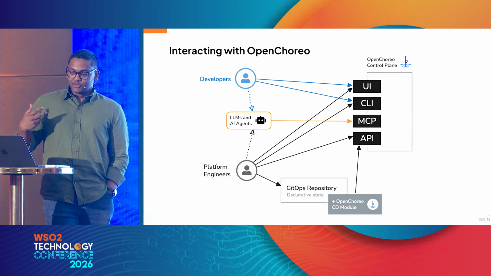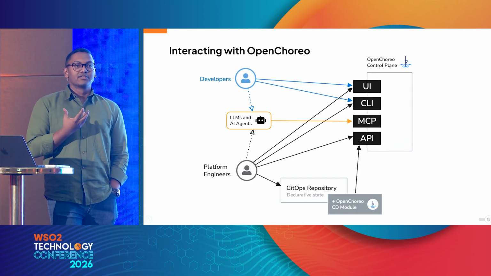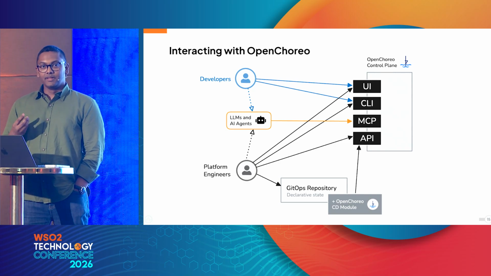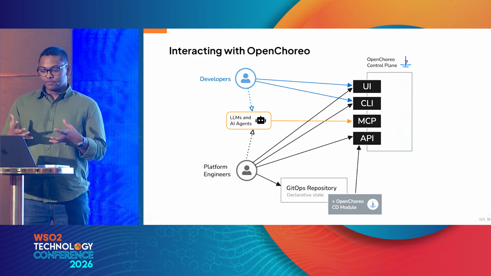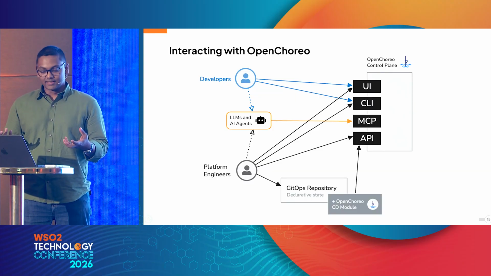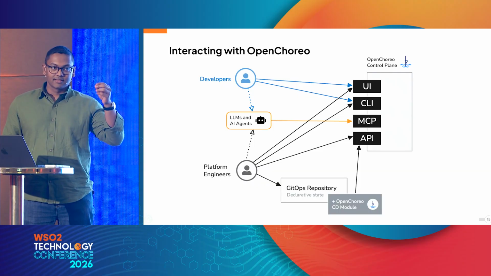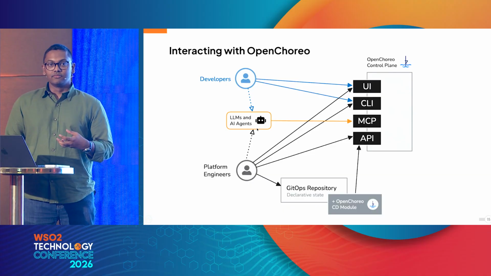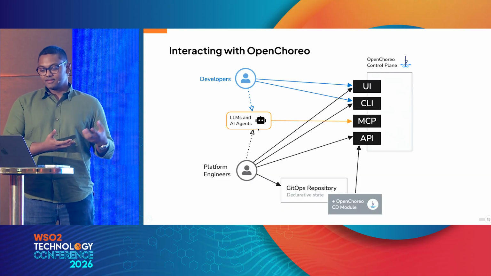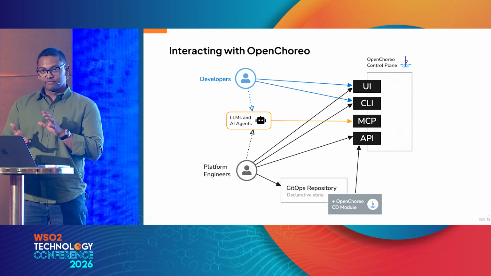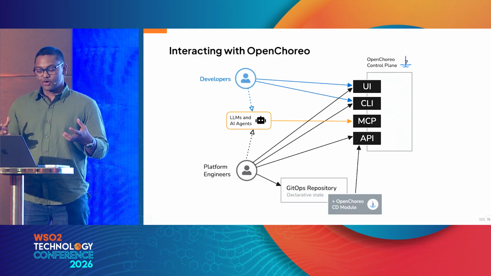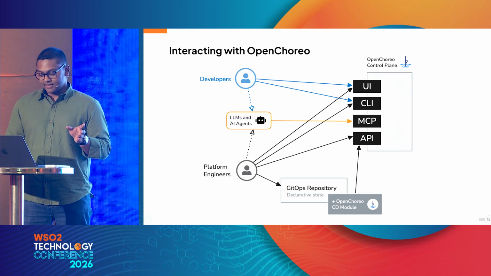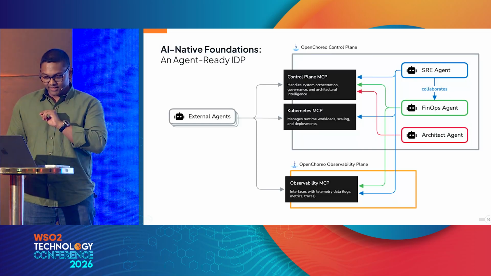And then when it comes to interacting with OpenChoreo, again, we have two main personas that we target. We have our developers and we have our platform engineers, right? The platform engineers build platform capabilities. They expand on what OpenChoreo provides. They configure OpenChoreo, basically. And developers are the end users of those platform engineers, right? And we also want LLMs and AI agents to work on behalf of those users and interact with the platform. And that's what gives OpenChoreo that AI native foundation. It is also completely GitOps native because it's declarative, but I'll come back to that in a second.